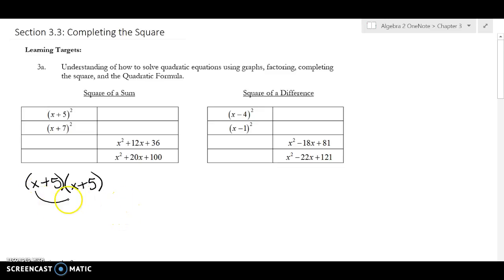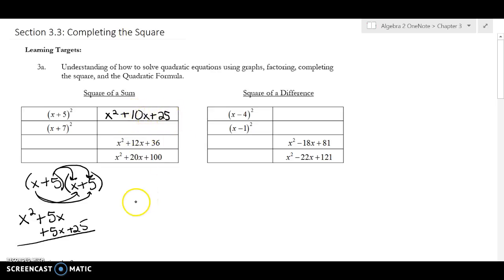We can distribute, which is also called foiling. Some of you have done that before. And so I get 5x, and then I get 5x and 25. And so together these make x squared plus, there's two 5's, so it's 10x plus 25.